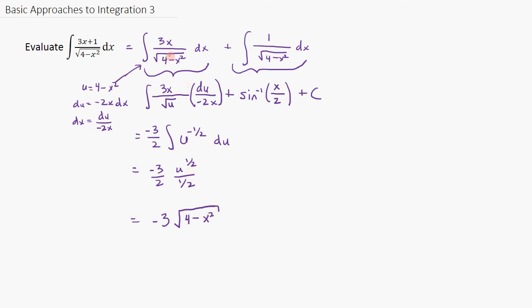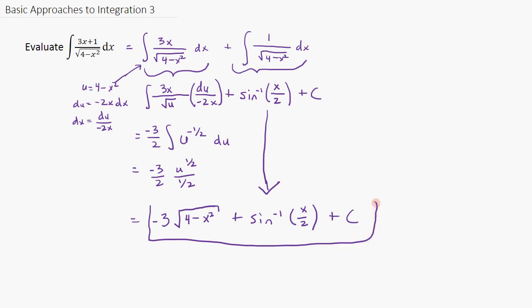So that was this first integral here, and then I have to combine it back with the second part. So plus inverse sine x over 2 plus c. So this is the antiderivative. We see again that for this particular integral, we first split up the integral, and we do each part separately, requiring different methods for each part.